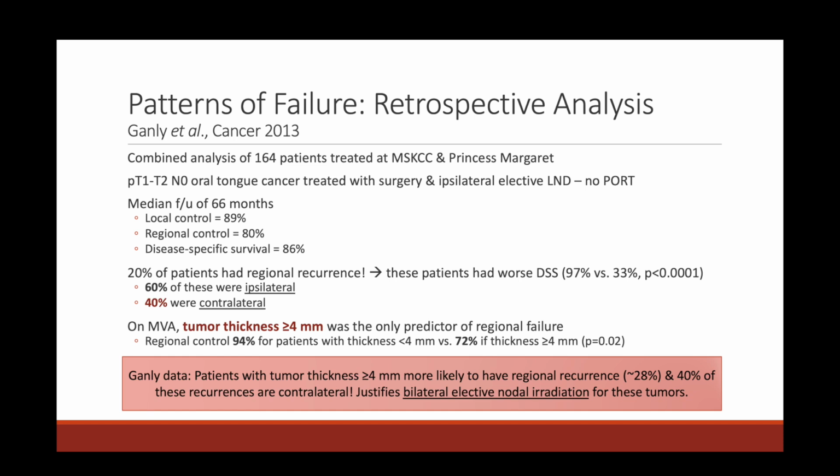And if you think back to our discussion on indications for adjuvant radiotherapy, remember that depth of invasion of 4 millimeters or more, so 4 to 5 millimeters or more really, was a consideration and really an indication for adjuvant radiotherapy. So depth of invasion is part of our staging system, and tumor thickness of 4 millimeters or greater in the Ganley data was associated with significantly worse risk of regional failure. So that is why that factor is really important. And it's also important to keep in mind that 40% of the recurrences were contralateral. So we do really think about treating the bilateral neck.